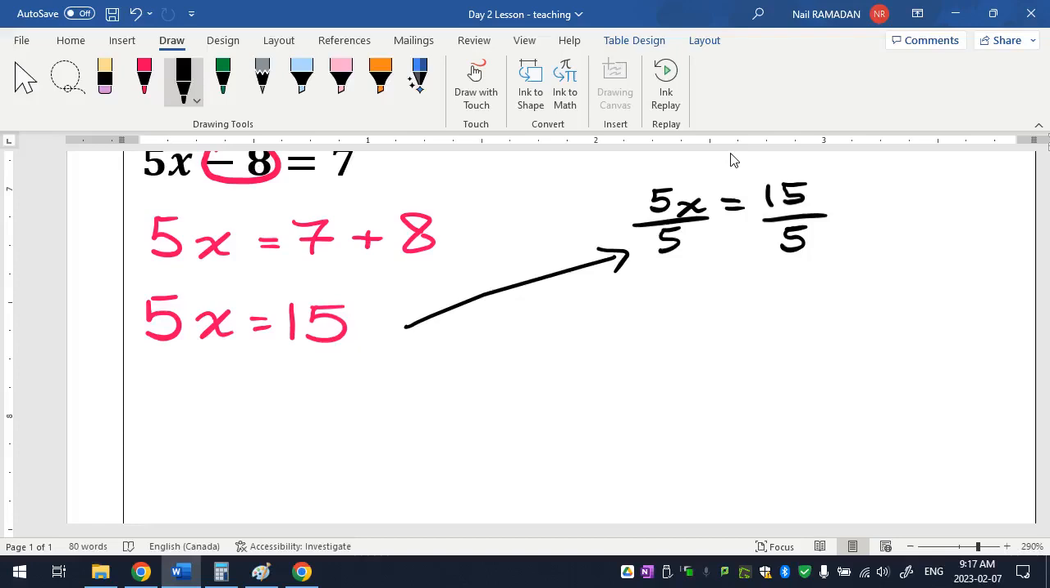They cancel out. By the way, canceling out does not mean what? 0. Canceling out means 5 divided by 5 gives you what? Gives you 1. Technically, you just have 1x now. That's the whole idea. So you just get what? X equals, what's 15 divided by 5? 3. That's one way of showing it.